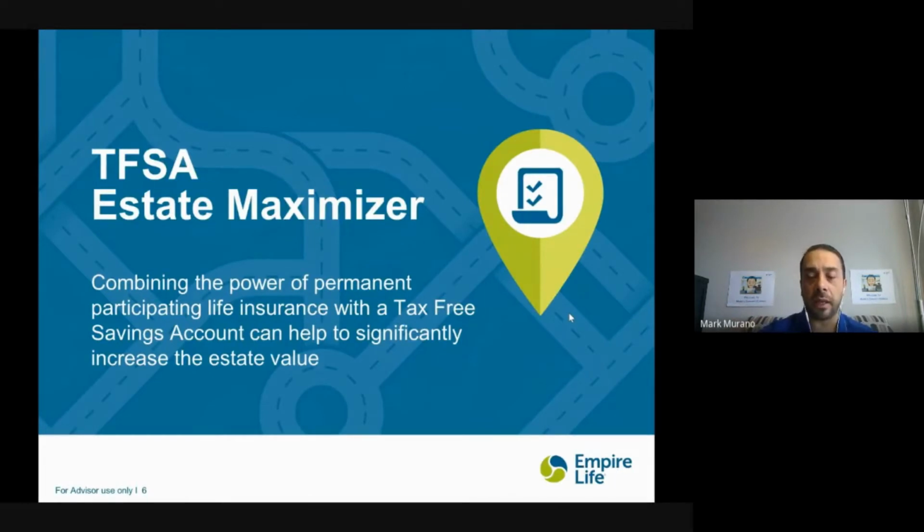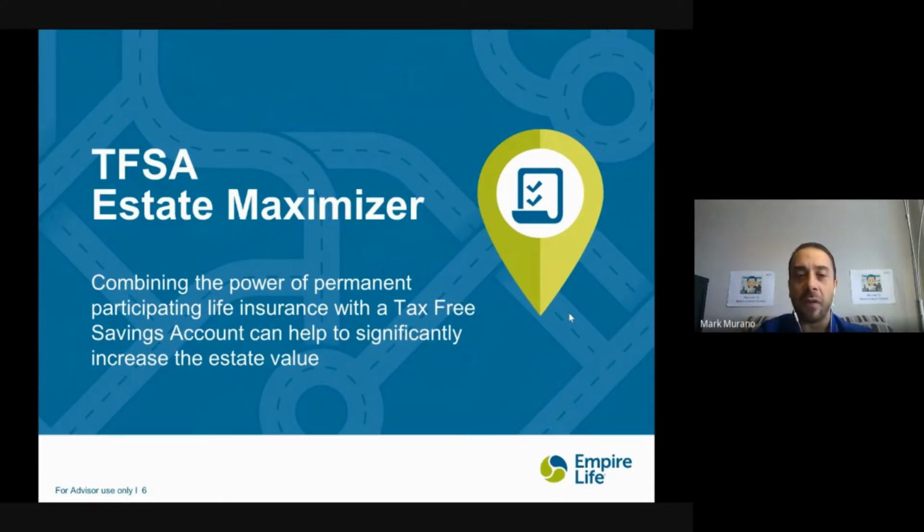Okay, just get that out of the way. I wanted to give an update on the TFSA Estate Maximizer. This is a very unique concept that Empire's built. The story behind this: it's only been a couple of years, less than a year and a half, since we've had this concept on our software.